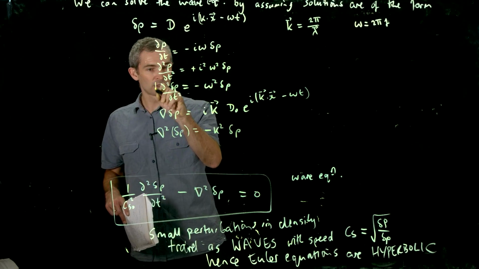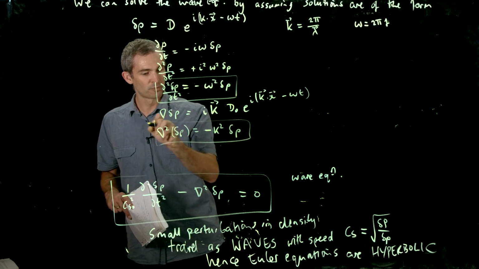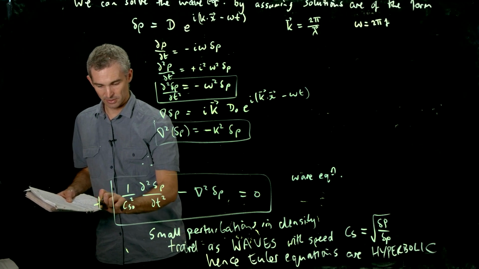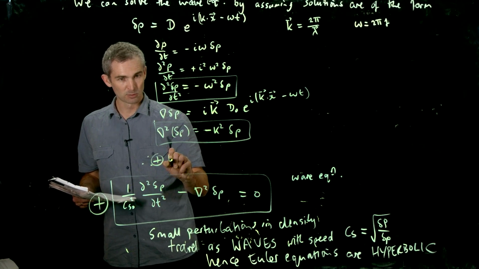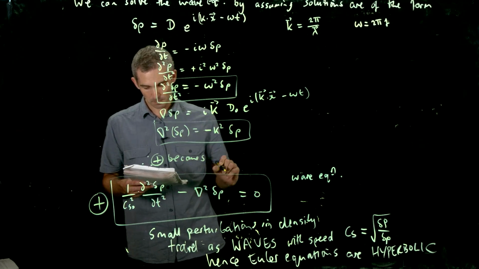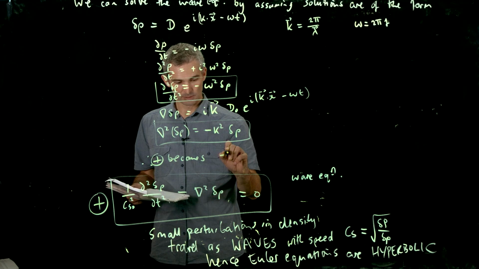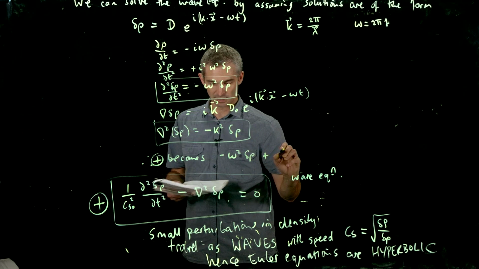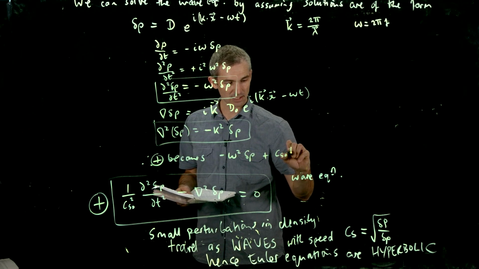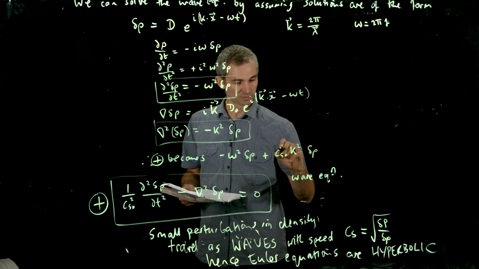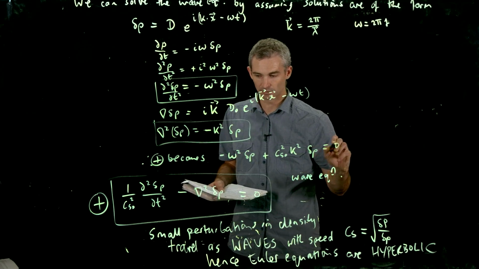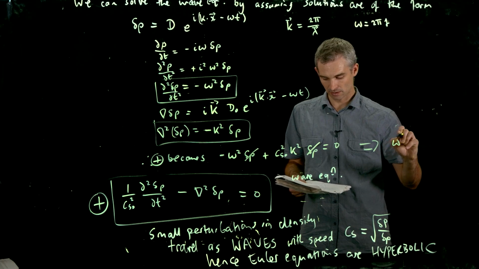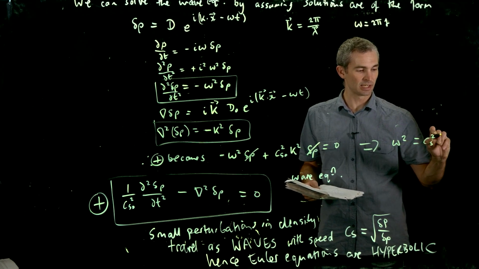All right, so we've got these two expressions now for the time derivative and the space derivative, and we can simply stick these into our equation. So let's call this equation plus. Plus becomes: we get a minus omega squared delta rho plus sound speed squared k squared delta rho equals 0. So we can drop the delta rhos and we simply get that omega squared equals sound speed squared k squared.